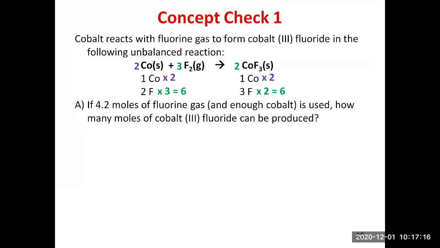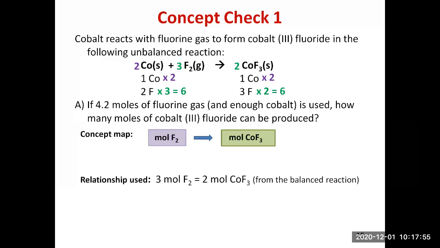So now we can answer question A. If 4.2 moles of fluorine gas and enough cobalt is used, how many moles of cobalt-3 fluoride can be produced? So the concept map will show what we start with. And here we're starting with moles of fluorine gas, 4.2 moles of fluorine gas. And we want to find moles of cobalt-3 fluoride. So moles of COF3. So it's a mole-to-mole question. So we need the mole ratio here.